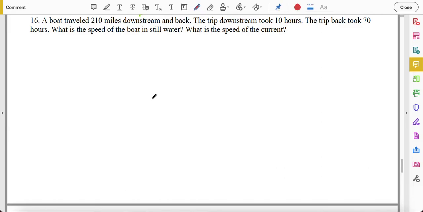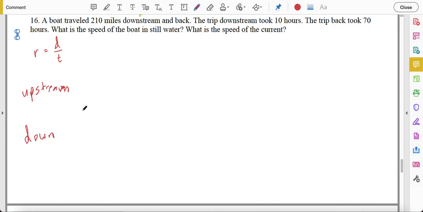So the crux of this problem has to do with the relationship amongst distance, rate, and time. So we know rate is equal to distance over time, and speed is a type of rate. We have two trips. We have the upstream trip, and we have downstream.